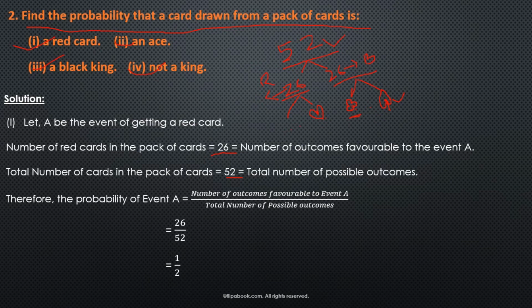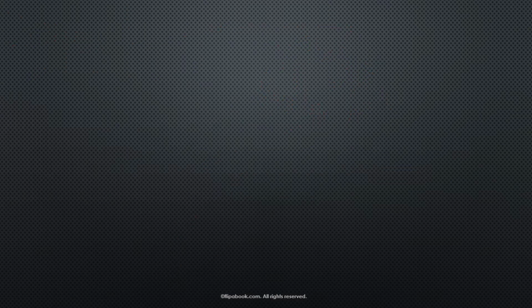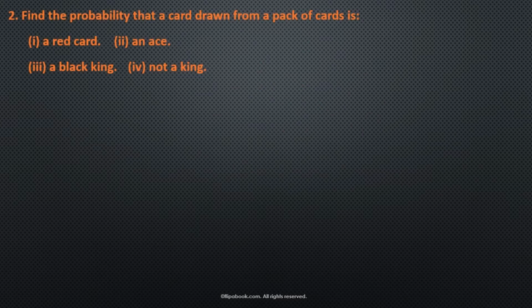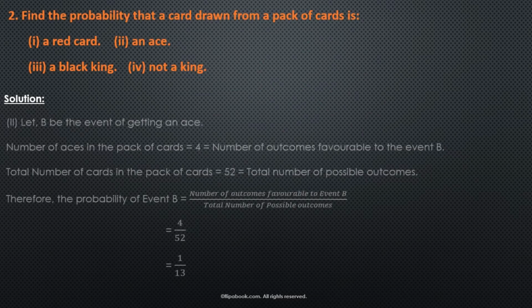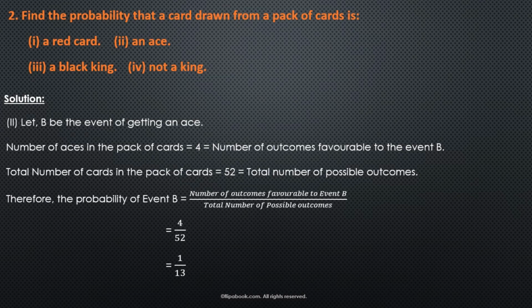Now the next one, an ace. As I have already told you, there are 4 aces, 1 for each category. So this is the number of outcomes favorable to this event B, and there's a total of 52 cards. Replace the values, that is number of outcomes favorable to event B divided by total number of possible outcomes, and this will give you 1/13 as your answer.